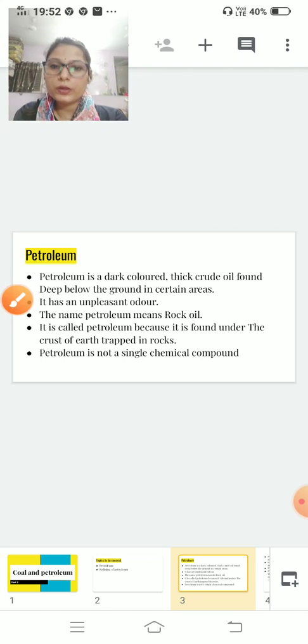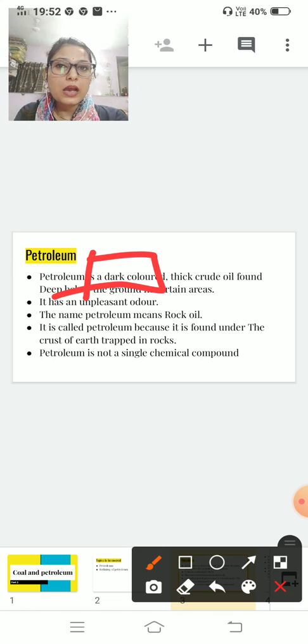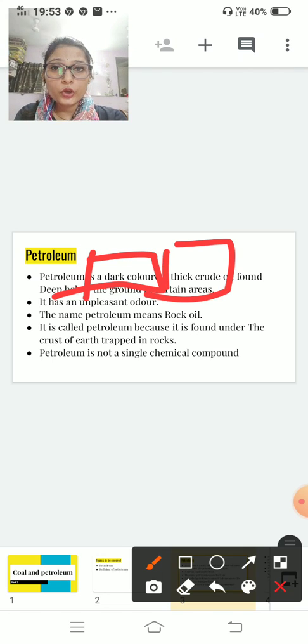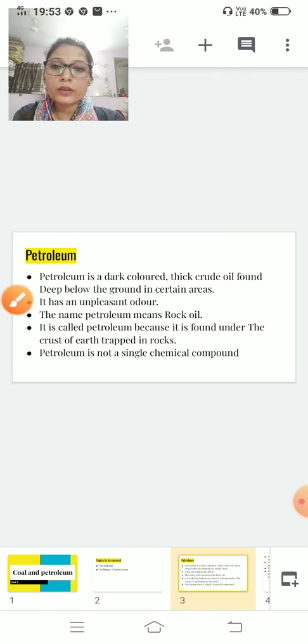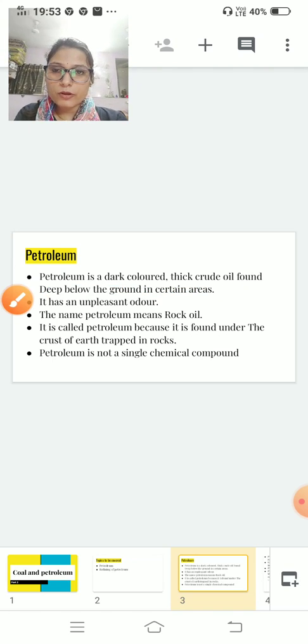What do you mean by petroleum? Petroleum is first of all dark colored. It appears as a dark colored thick crude oil. And where is it found? It is found deep below the ground in certain areas, not in every area. It is a certain area which is near around the minerals. Now, if we are talking about the odor, it has an unpleasant odor.